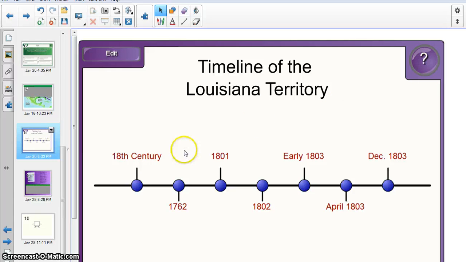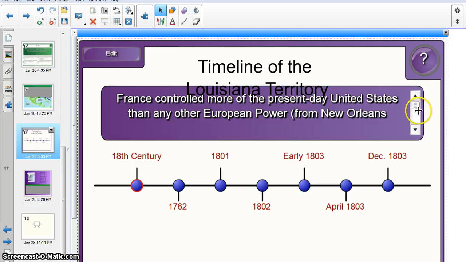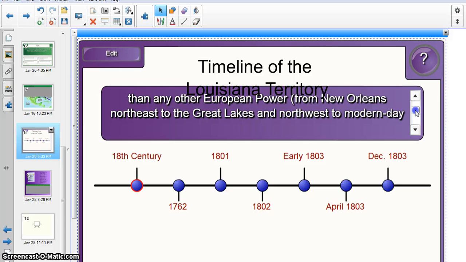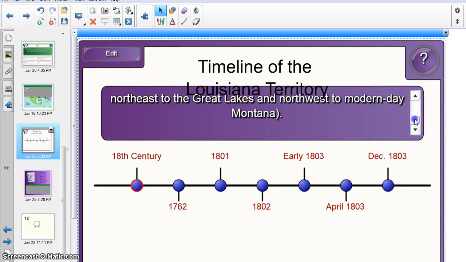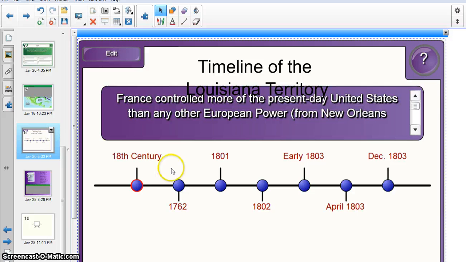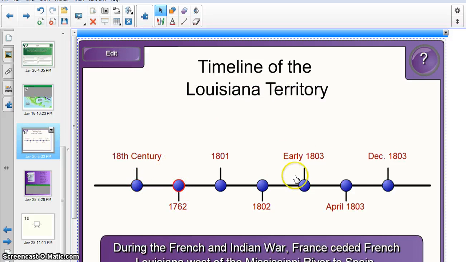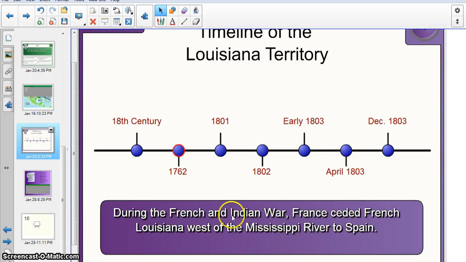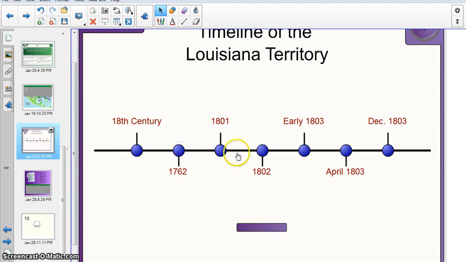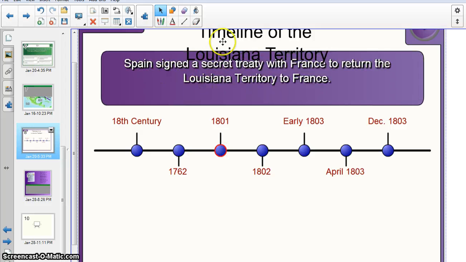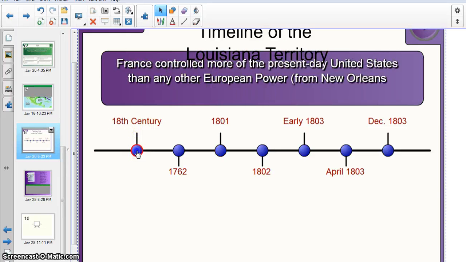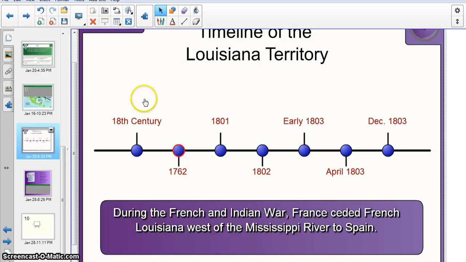This next slide is a timeline of territory, and students can come up and click on different points, and it shows them different information, such as in the 18th century, France controlled more of the present-day United States than any other European power. Students might not have known that. So I want students from each group to come up and click on this information and read it to the classroom, and then we can talk about it after each point. This is a great way to facilitate discussion, as well as an easy way to have students write down classroom notes and remember dates.